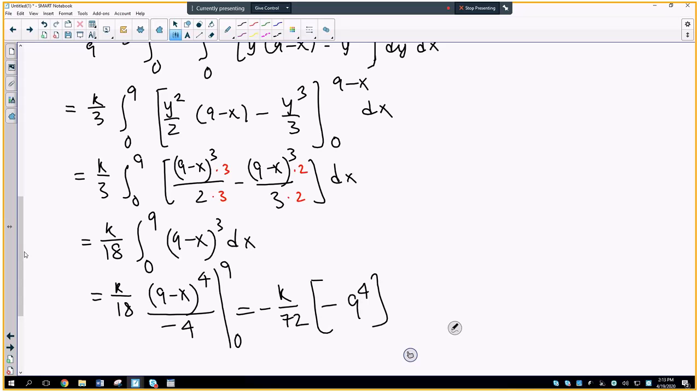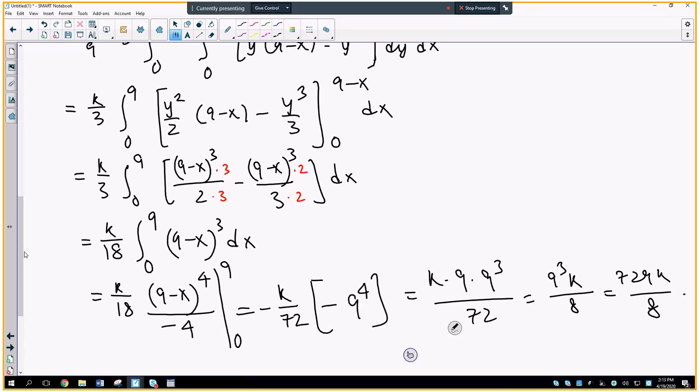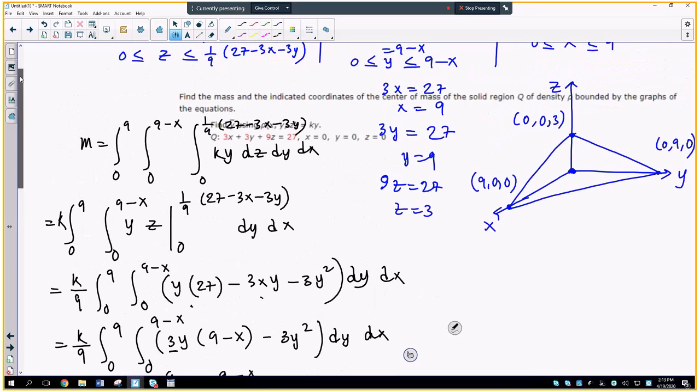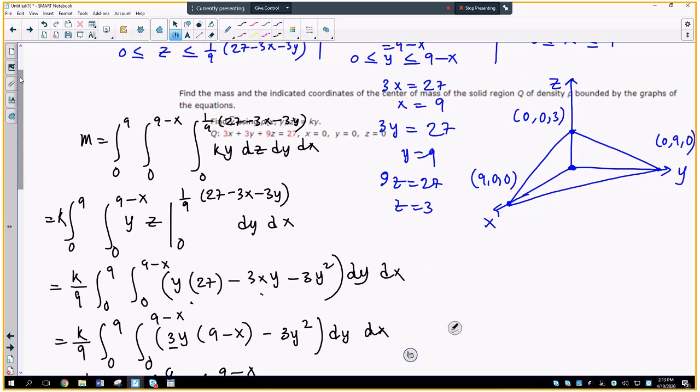So what I get is k times 9 to the power 3 over 72. So this is 9 to the power 3k over 8. That's 729k over 8, and that's the mass. That's the required mass of the tetrahedron. Don't forget, I'm also interested to find out the y component of the centroid. This is what I'm going to find out now, the y component of the centroid.